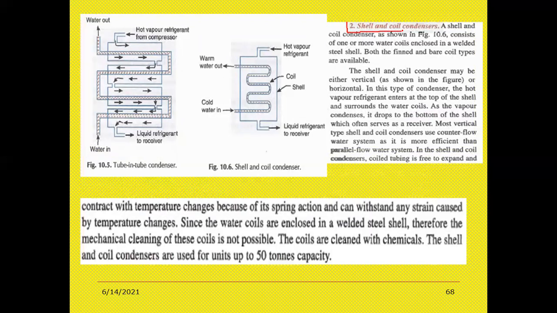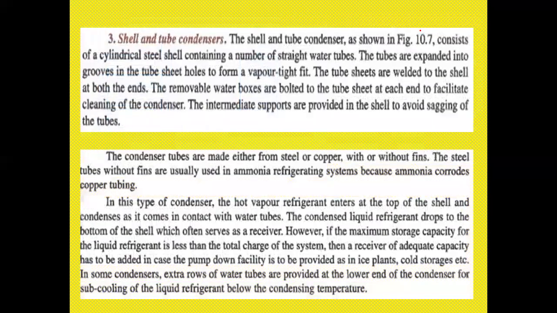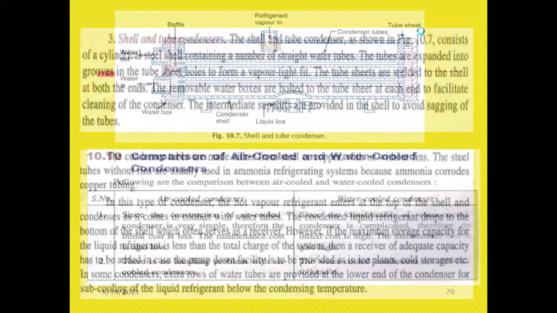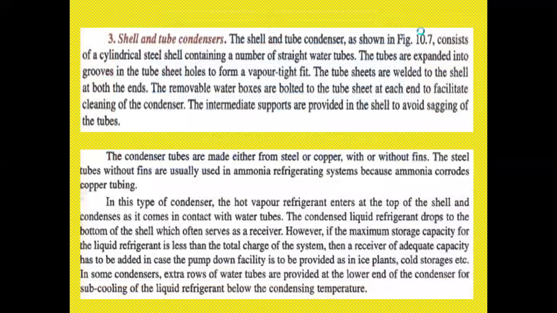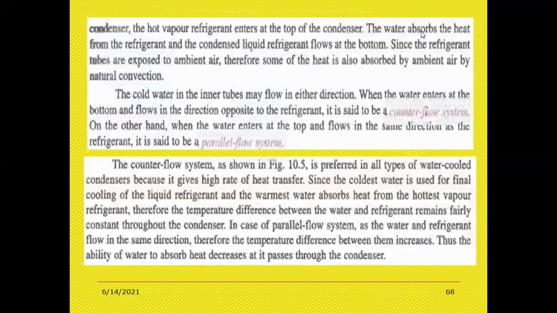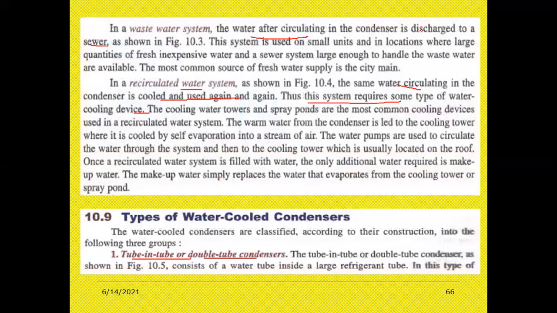Second one is a shell and coil type of condenser. Third one is a shell and tube type of condenser. So what is the concept here? The types of water cooled condensers are of three types: tube in tube or double tube, shell and coil, and shell and tube condensers. We will study these three in detail.